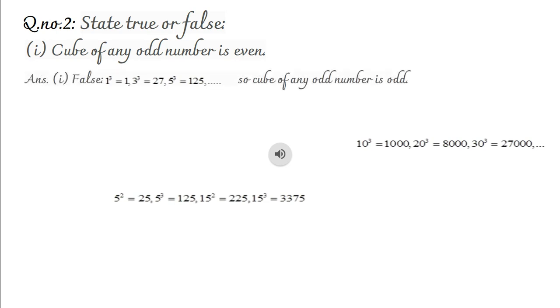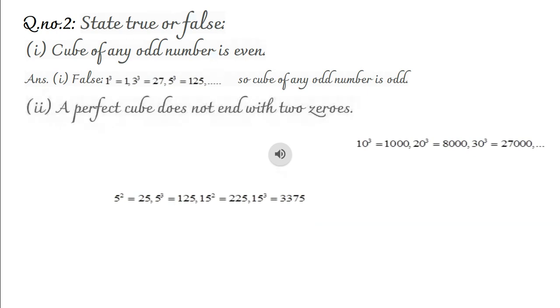Clear? Now the second question: a perfect cube does not end with two zeros. Is it right or wrong? What is the cube of the first number ending with zero? That is 10, isn't it? So 10 cube is equal to 1000. How many zeros are there? 3 zeros are there. So the statement is right, isn't it? A perfect cube does not end with two zeros, but it will end with three zeros.